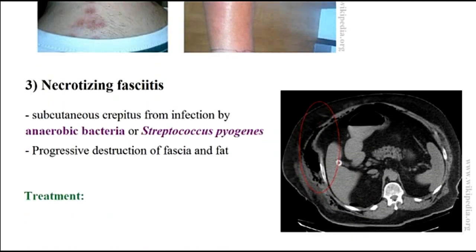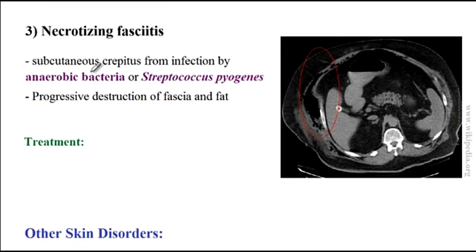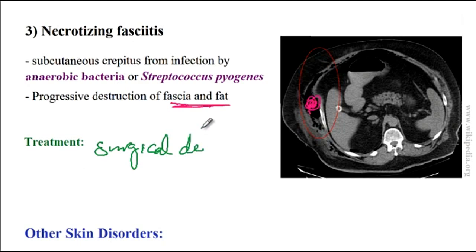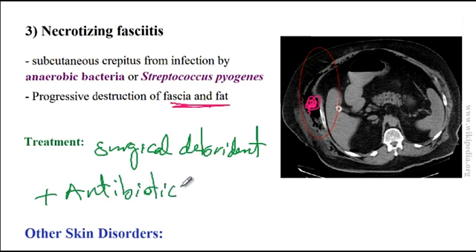The next form of infection is necrotizing fasciitis, which is caused by the formation of subcutaneous crepitus from infection by either anaerobic bacteria or Streptococcus pyogenes. This is due to the formation of CO2 or methane under the skin, as a consequence of which it will cause progressive destruction of fascia and fat. As for the treatment of necrotizing fasciitis, you should consider surgical exploration and debridement, in addition to antibiotics, as well as hemodynamic support.